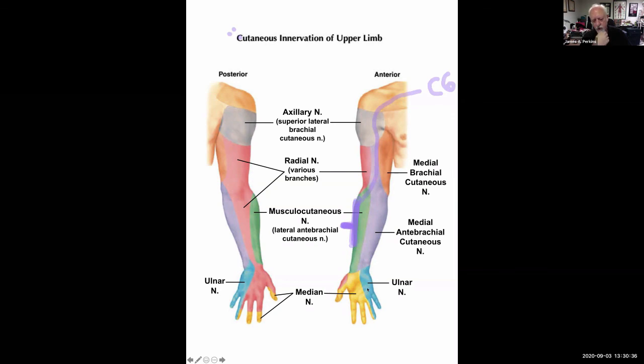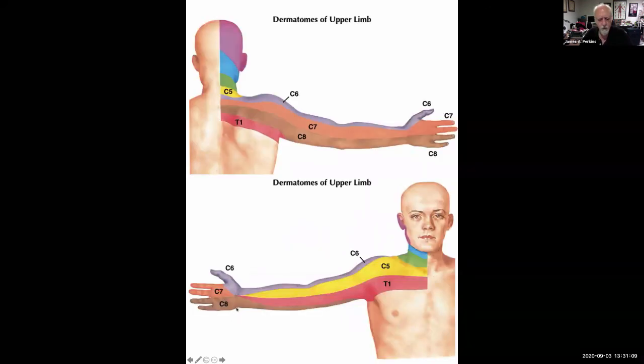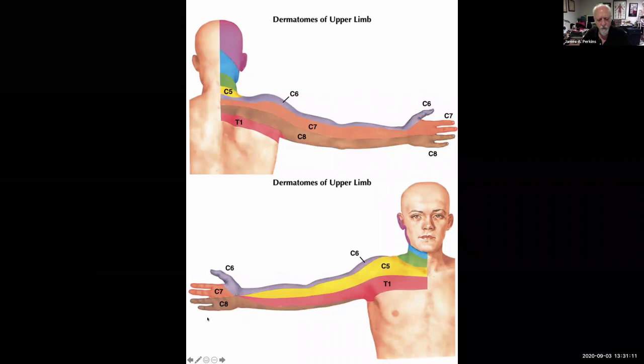Another example would be if I put a pin in the tip of the pinky finger down here. That's part of the ulnar nerve distribution. A pin here in the pinky, I would know that that's part of the ulnar nerve. The pinky, if you look on the dermatome map, is part of the C8 dermatome.